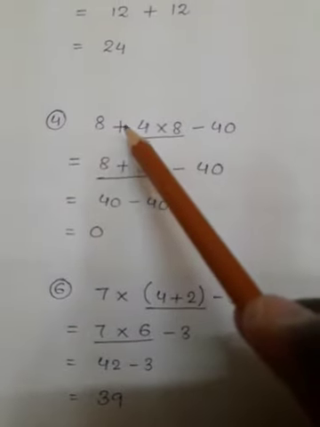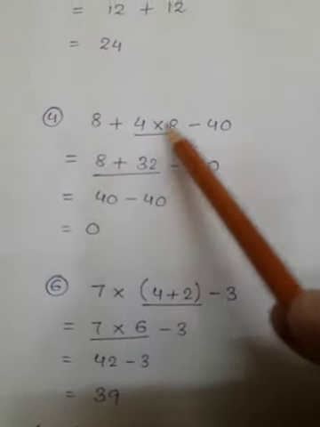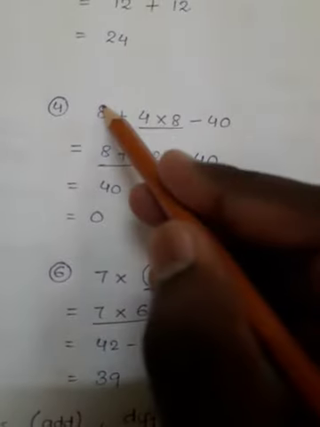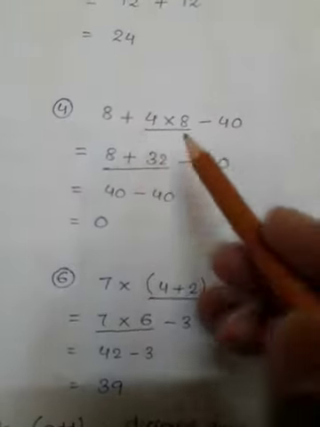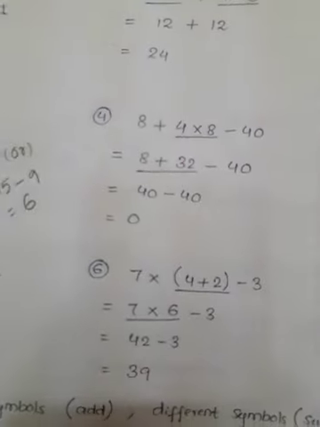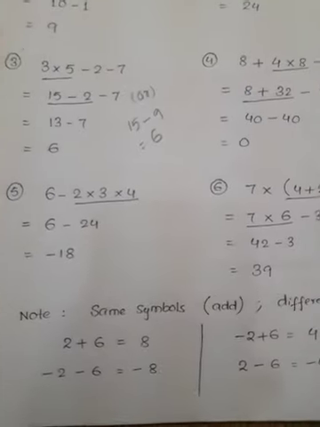Again in question number 4 there is a plus symbol, there is a multiplication symbol, there is a negative symbol. So we have to do the multiplication first. So 4 multiply 8, and write the rest as it is, plus then minus 40. 4 8s are 32. 8 plus 32 is 40. 40 minus 40 is 0. Okay. So we have to use the BIDMAS rule.